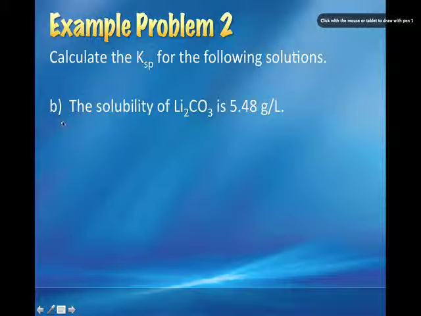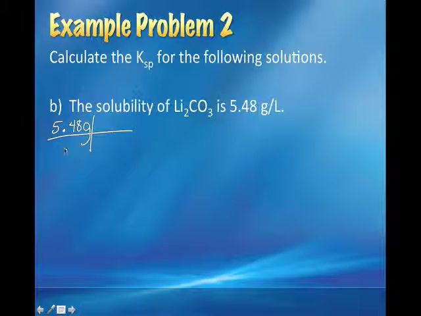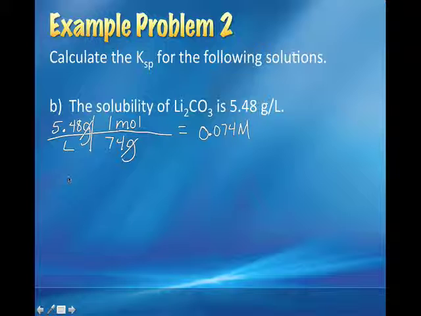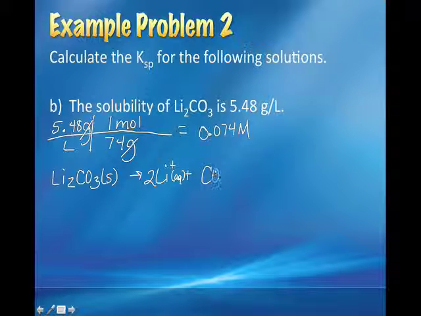Just like before, the first thing I'm going to do is I need to convert this into moles per liter. So I'm going to start with grams per liter, and then I don't need to go to grams, I'm already there, so I just go right to the molar mass. Lithium carbonate's molar mass is 74 grams. I do the division, I'm left with moles per liter, which is good, I need a concentration. So this is 0.074 molar. I write out what lithium carbonate will do when it dissolves. It splits into 2 lithiums aqueous and 1 carbonate.